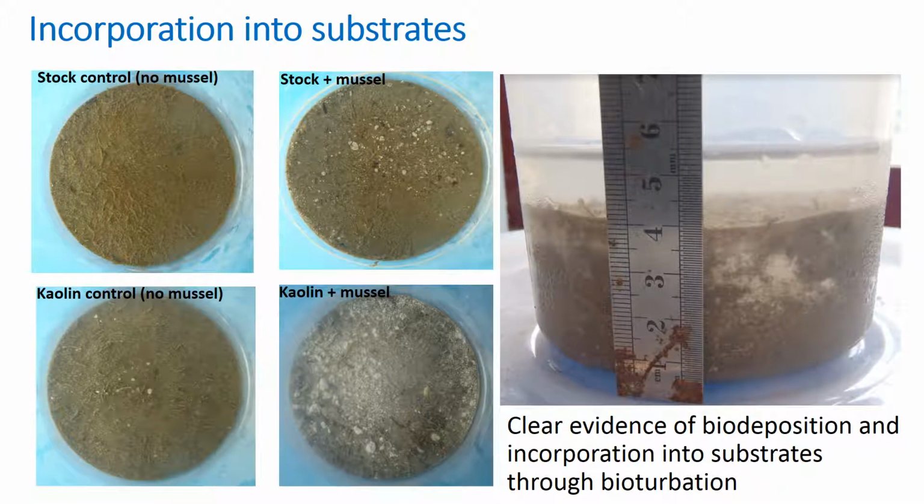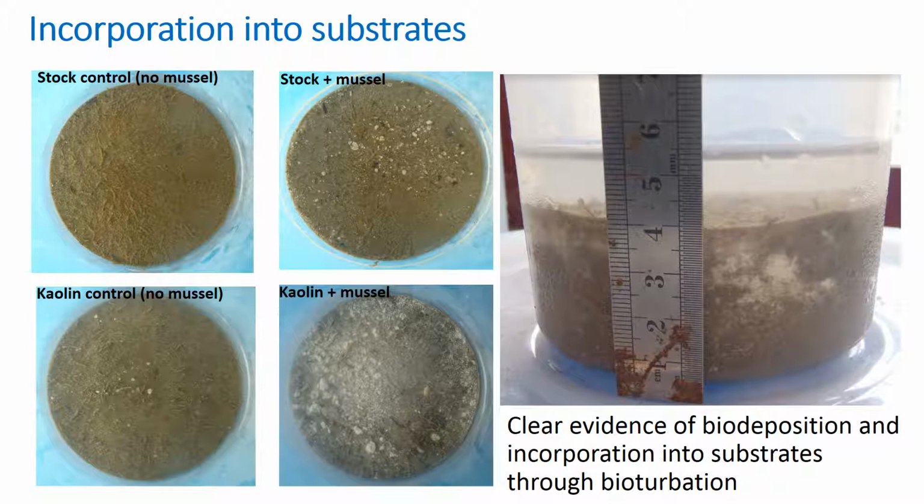And if we look at some of those different substrate types, we can see visually the effects of that biodeposition. So the two top panels are lakebed substrates fed phytoplankton stock, and you can see that in the absence of mussel, nothing obvious. The white particles where mussels are present are really just pumice particles that were there anyway. They've been brought to the surface.